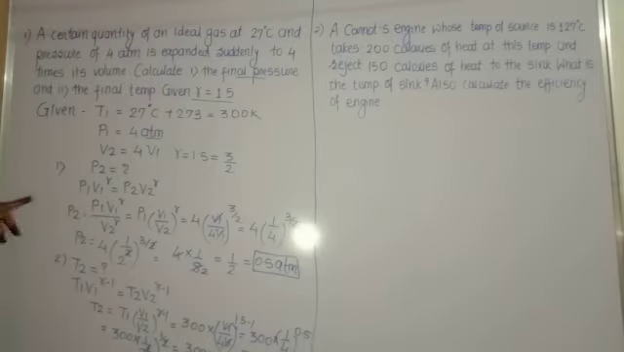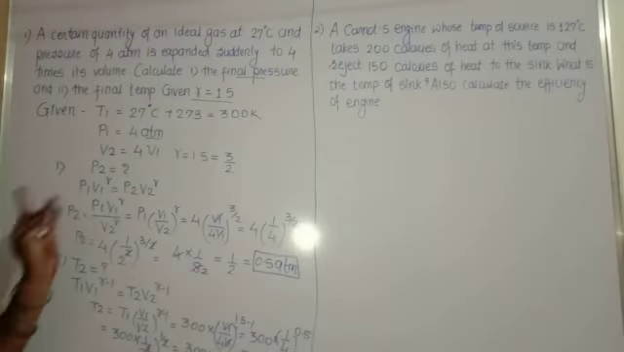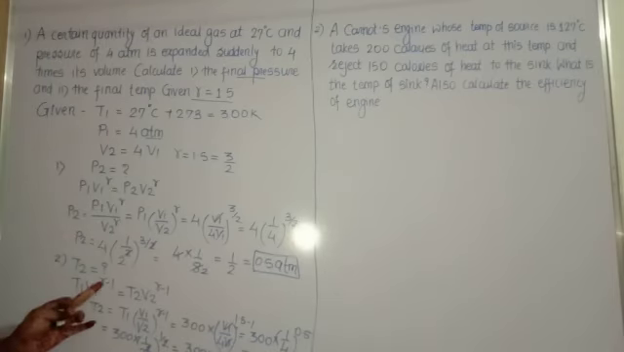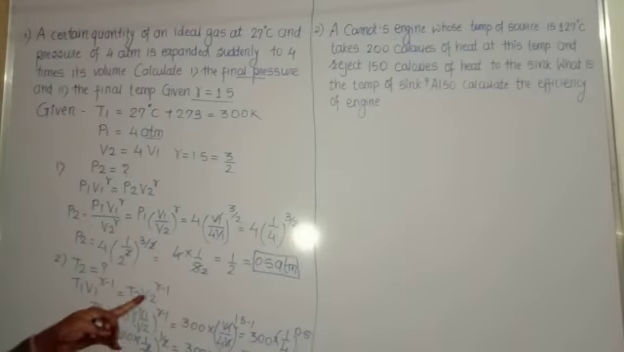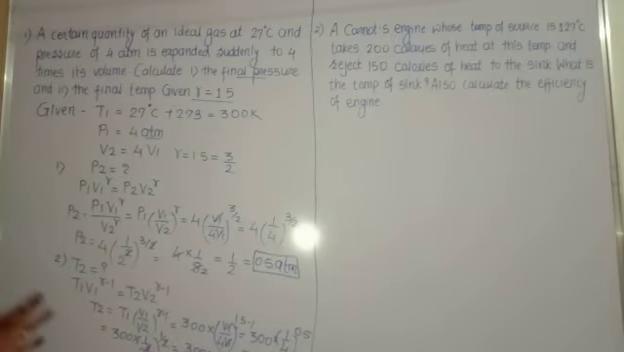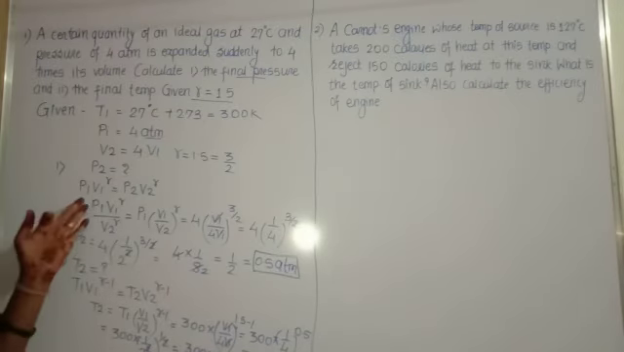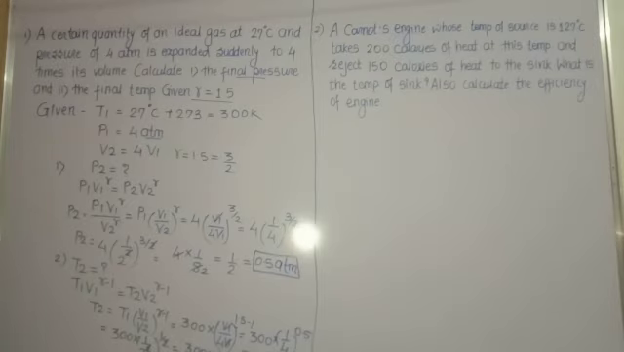So by using this formula, P1 V1 to the gamma equals P2 V2 to the gamma, or T1 V1 to the gamma minus 1 equals T2 V2 to the gamma minus 1, we can solve a number of numericals in the exam also. I hope all of you understand this type of numerical using the adiabatic equations. Then next one depends on the Carnot engine.